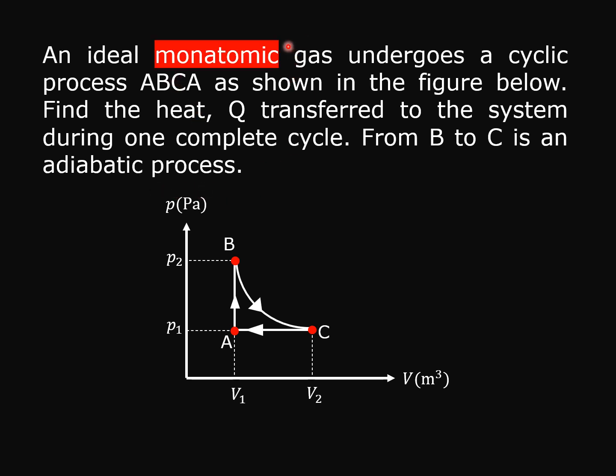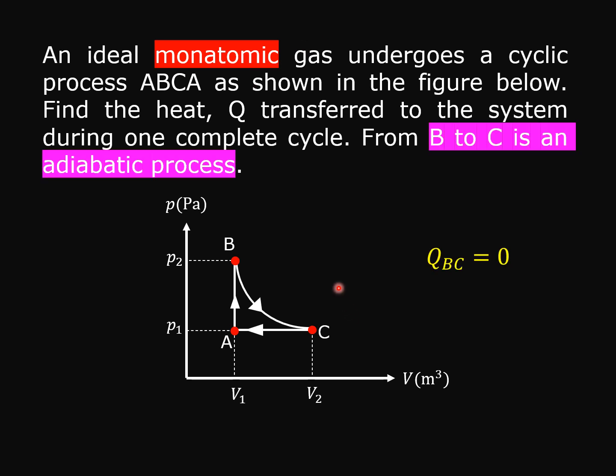The gas we consider now is a monoatomic gas. That means the molar specific heat at constant volume of the gas will take the value of 3/2 R, where R is the gas constant. Now we start to evaluate the heat transfer for the three thermodynamic processes shown in the diagram.